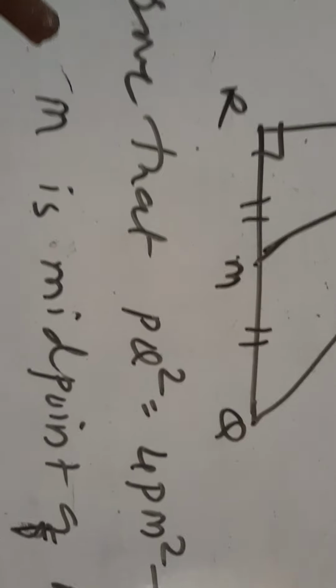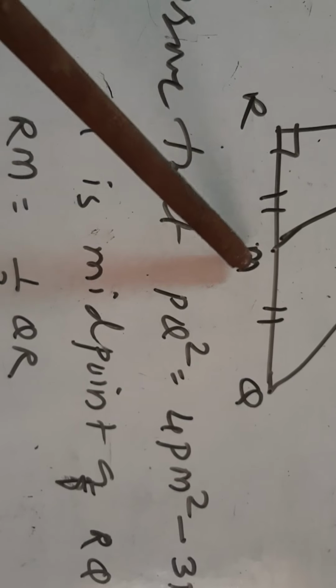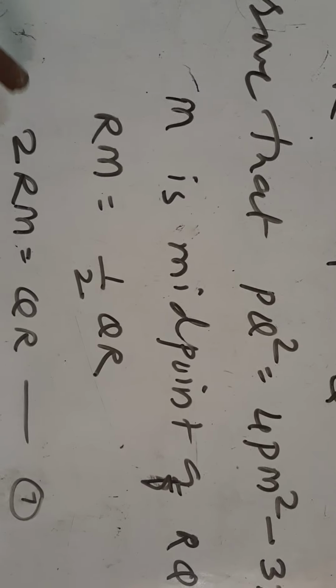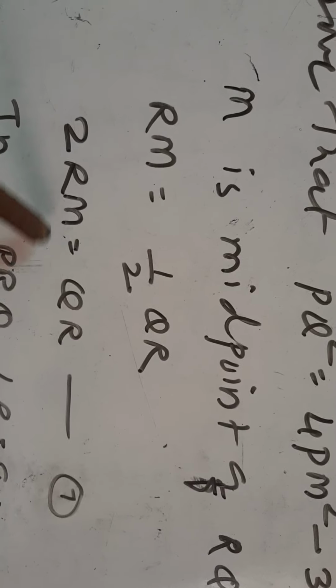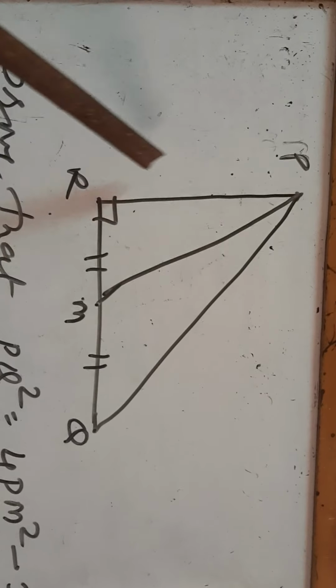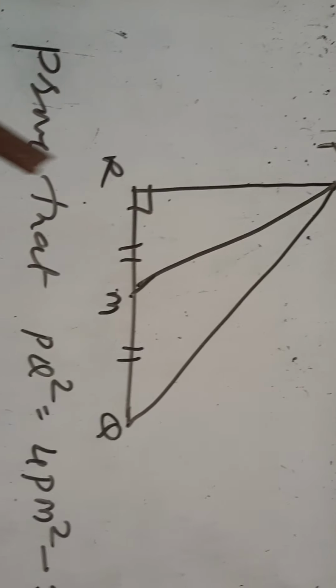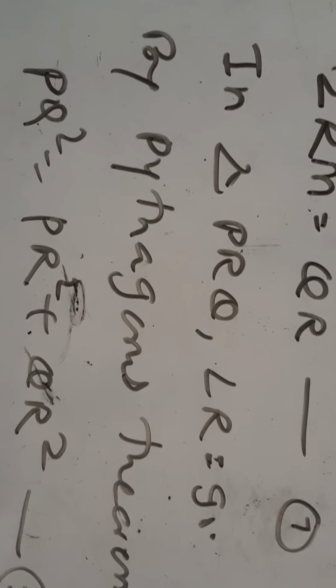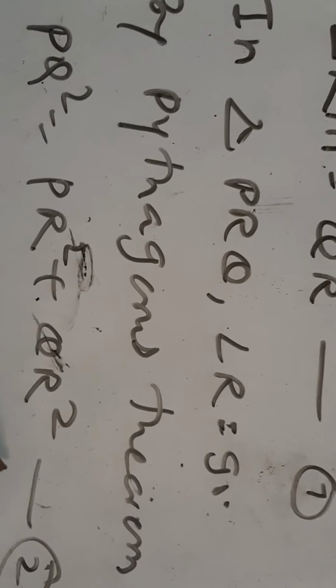First, M is the midpoint of QR. Therefore QR divides into two equal parts. So RM equals half of QR, which gives QR equals twice RM. We call it equation number 1. Now we take the larger triangle PRQ and apply the Pythagoras theorem. PQ square equals PR square plus QR square. We call it equation number 2.